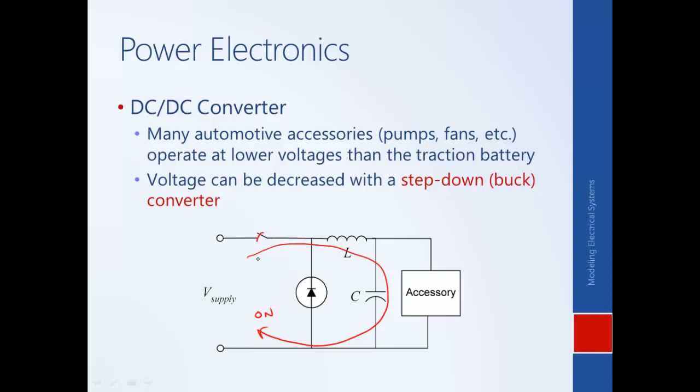When the switch is then opened again, the supply is in essence disconnected from the accessory, so no current comes from the supply any longer. What happens is that current just cycles in this inner loop. Again, by changing the way that the switch is opened and closed, we can make the voltage across the accessory be on average at a lower voltage than the supply voltage. So these are some very rough introductions.